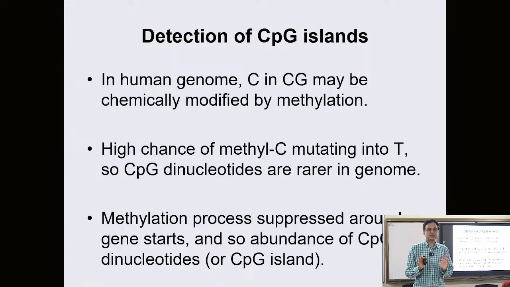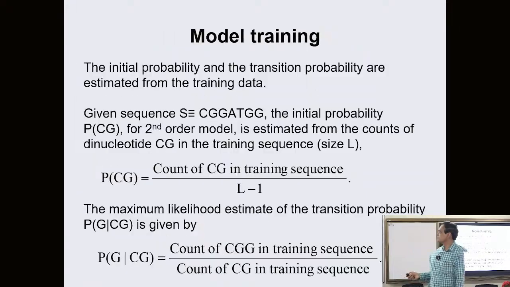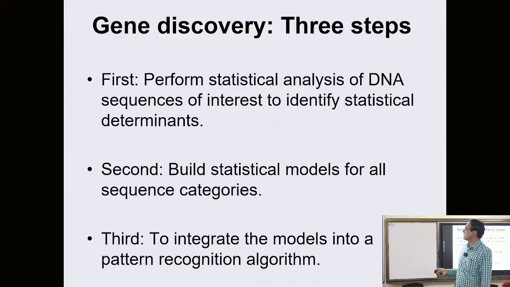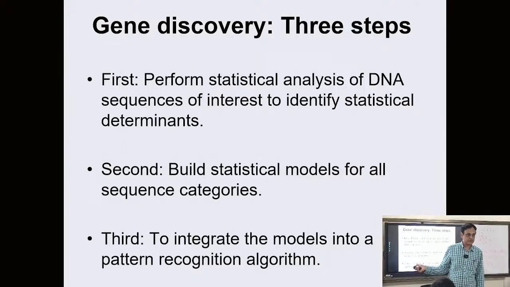So, gene discovery, 3 steps, go back 3 steps, and we did the first 2. Okay? We identified features that can discriminate protein coding sequences from non-coding sequences, and then we built statistical models for protein coding sequences and non-coding sequences. The third one we are going to come to in a moment, to integrate all these models within a pattern recognition formula or algorithm. Okay?